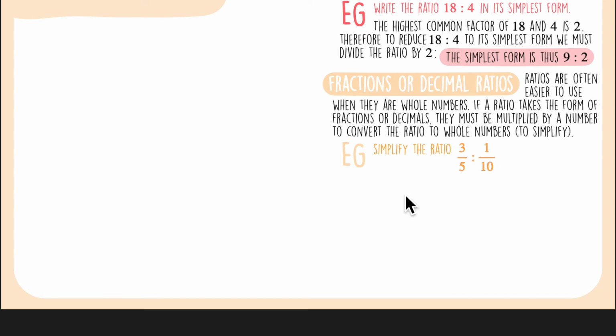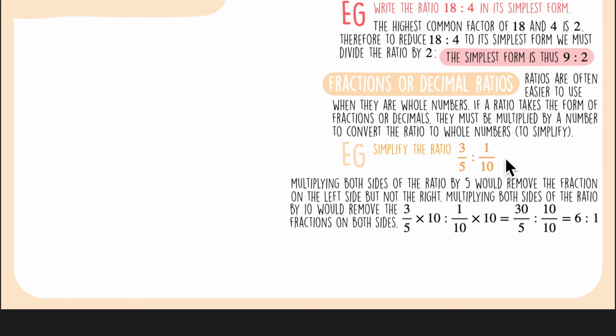In this example, we're asked to simplify the ratio 3/5 to 1/10. Now, if we were to times both sides by 5, that would remove the fraction from the left-hand side, but you would still have the fraction on the right-hand side. However, if we were to times both sides by 10, that would remove the fraction on the left as well as the right. Timesing both sides by 10 would give 30/5 to 10/10, which reduces to 6:1.